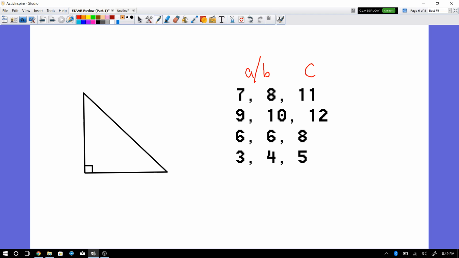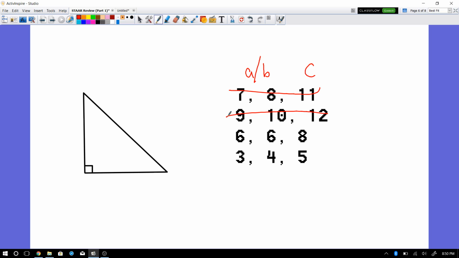So you'd square 7 and get 49. Square 8, 64. 49 plus 64, does it equal 129 or 121? No. So then 9 squared, 81. 10 squared, 100. Does it equal 144? No, it equals 181. So 181 is not equal to 144. Get rid of them.